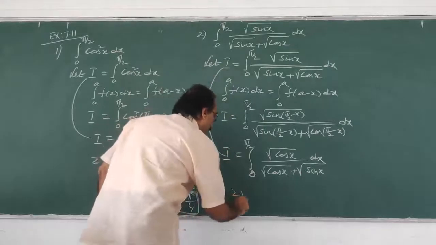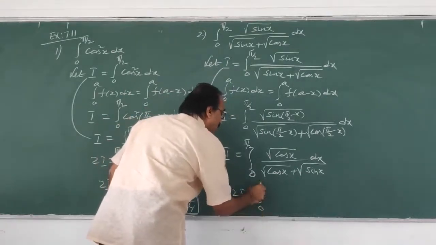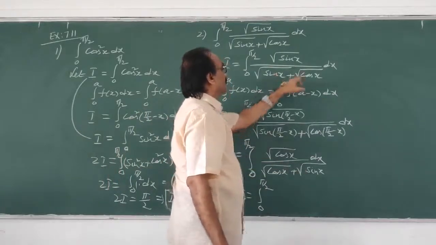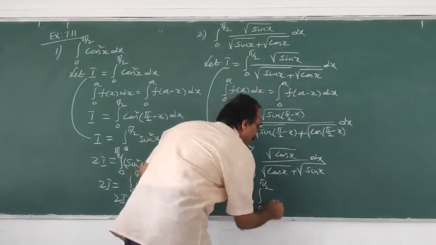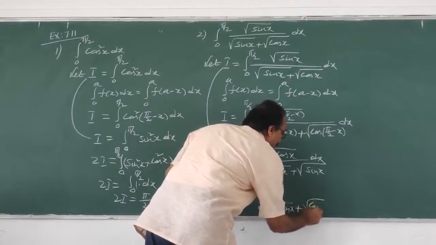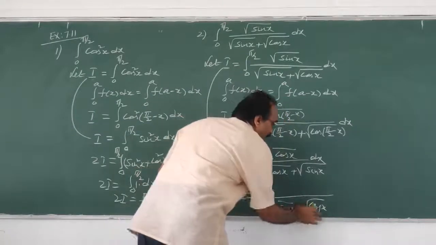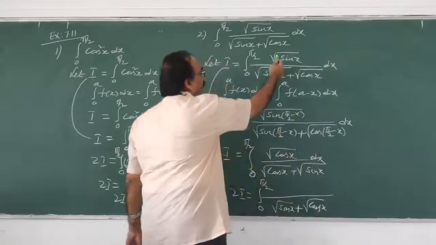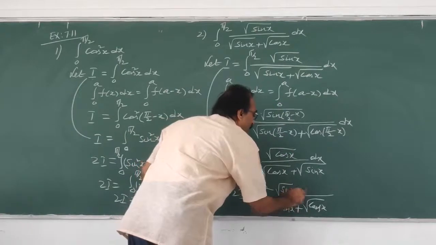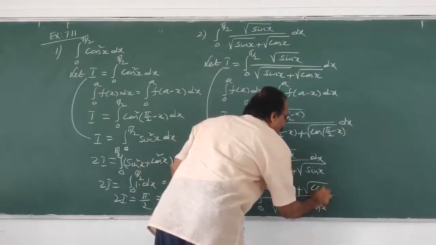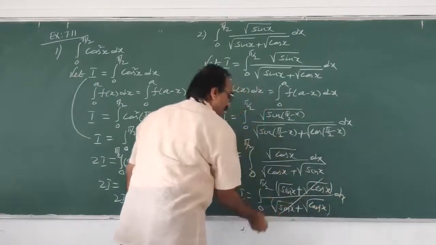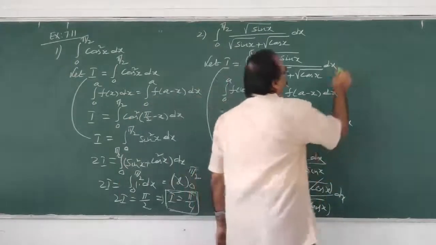When you add these two, 2I is equal to the integral 0 to pi by 2. See, root cos x plus root sin x over root sin x plus root cos x, the LCM is same. When the LCM is same, the numerator can be added without any problem. So what will be the numerator? Your root sin x is there, your root cos x is there, so root sin x plus root cos x over root sin x plus root cos x dx. These two here and this here will both cancel.